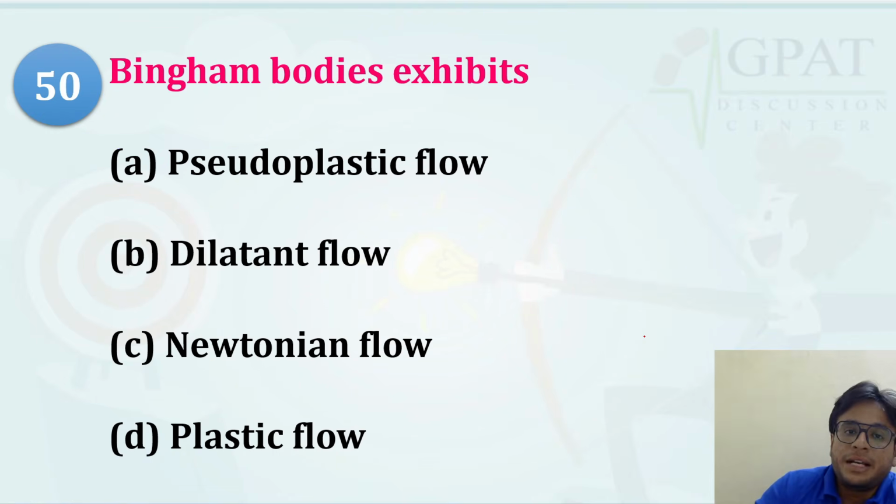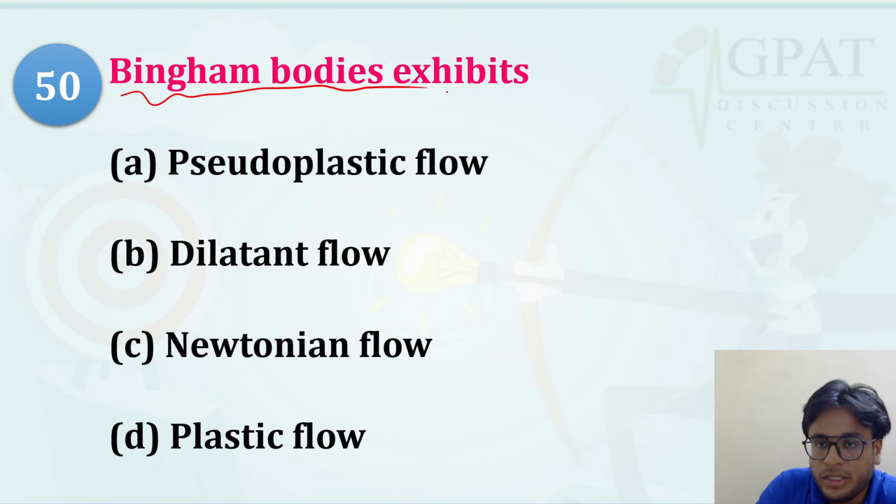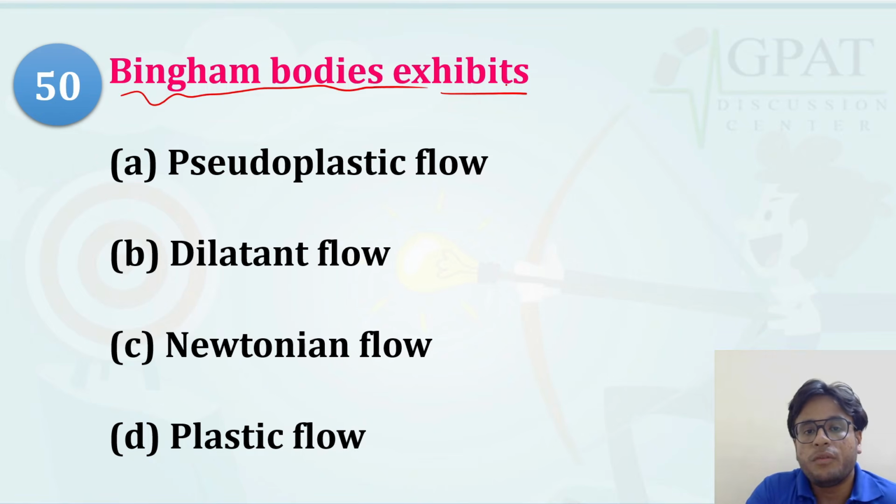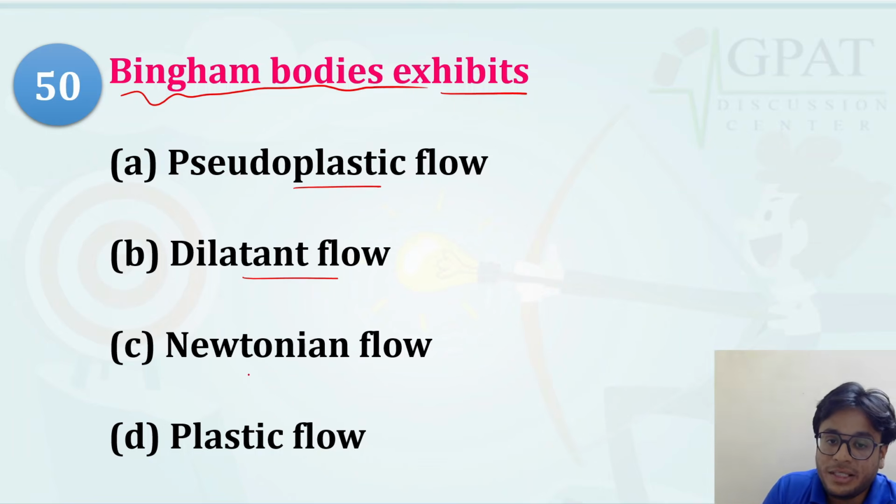Then we come to the Bingham bodies. Question 50: the Bingham body exhibits which kind of flow? They are mainly asking which kind of flow is exhibited by the Bingham bodies. Option A is pseudoplastic flow, option B is dilatant flow, option C is Newtonian flow, and option D is plastic flow.